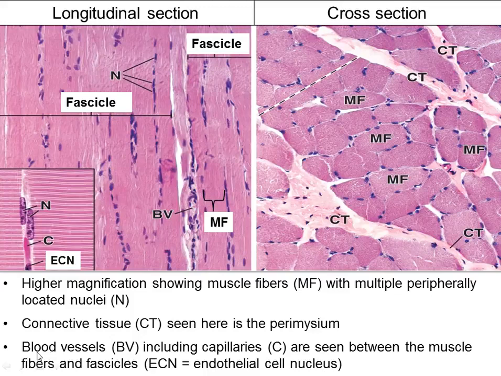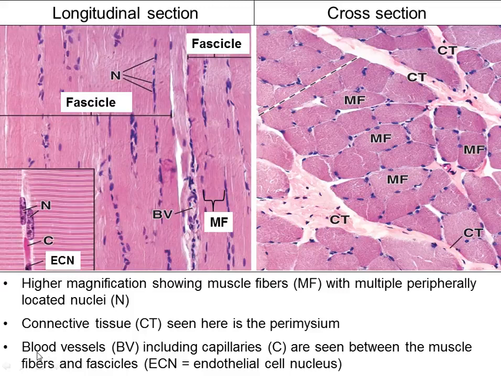At higher magnification, you can see muscle fibers with multiple peripherally located nuclei. And these are apparent both in longitudinal and cross-section, and are one of the real giveaways that's going to help you identify this tissue as skeletal muscle.